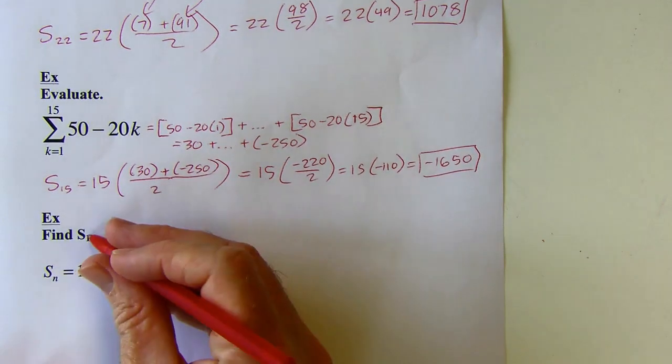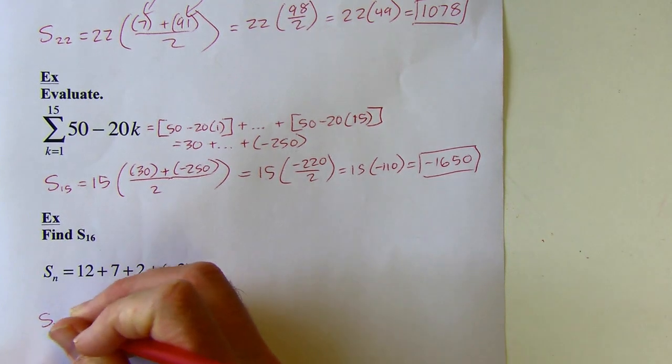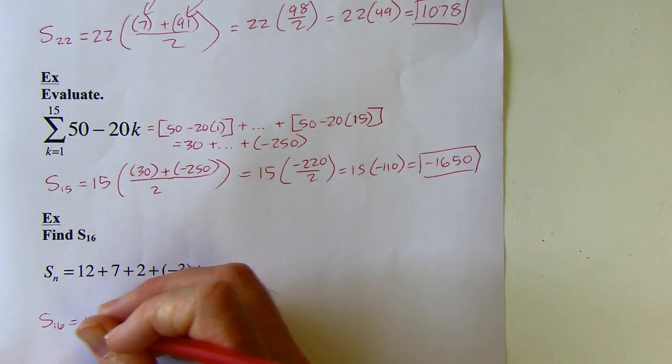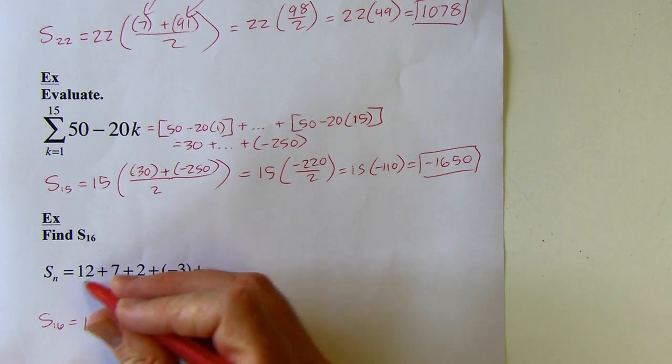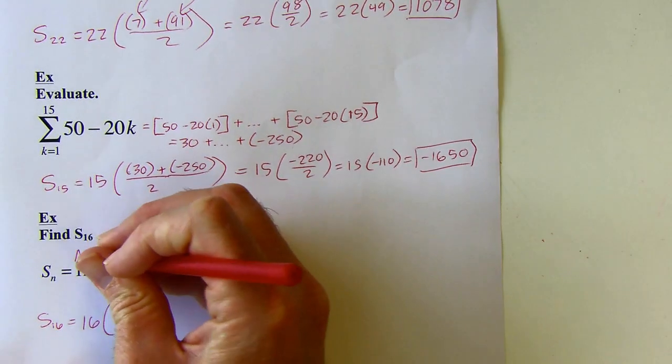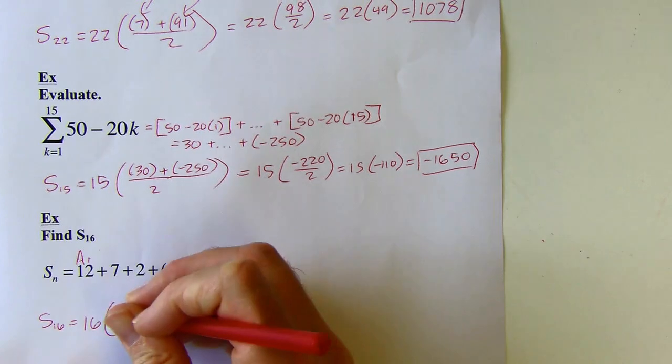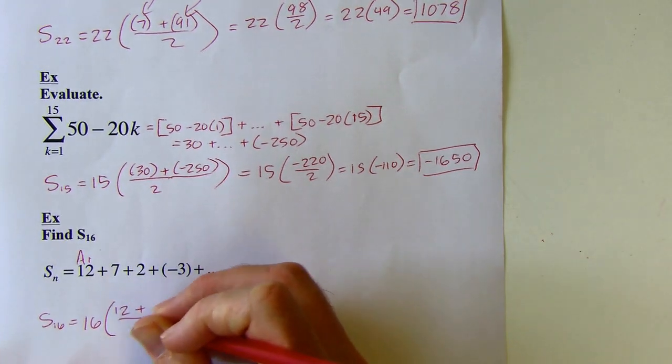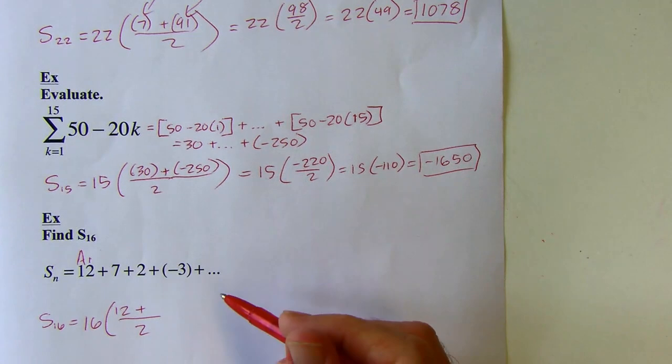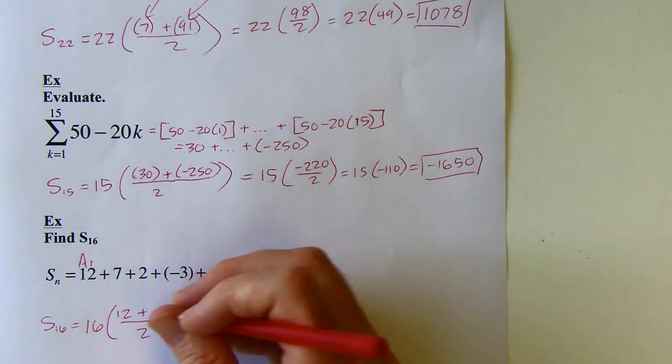So I'm going to find S sub 16. I know my term number is going to be 16. I need to find the first term, which, hey, it's right here, right? That's A sub 1. So I need to find that, and I need to average that with the last term. So I've got to find this piece.